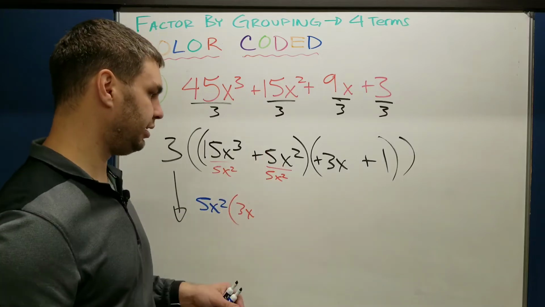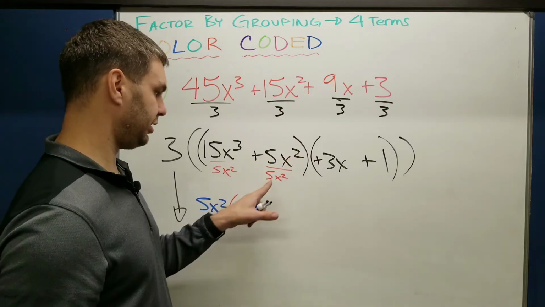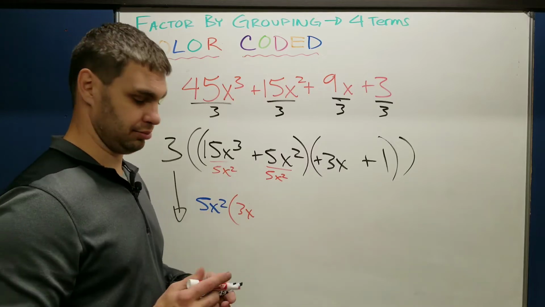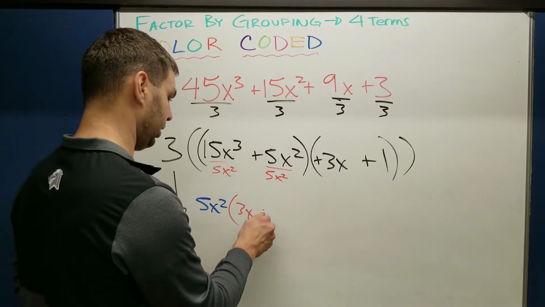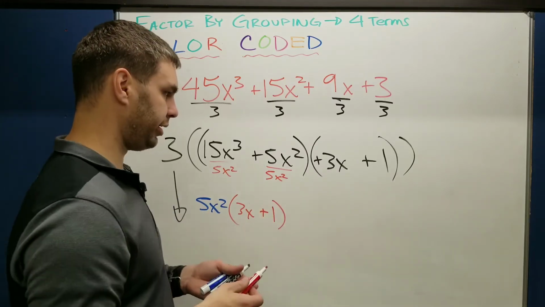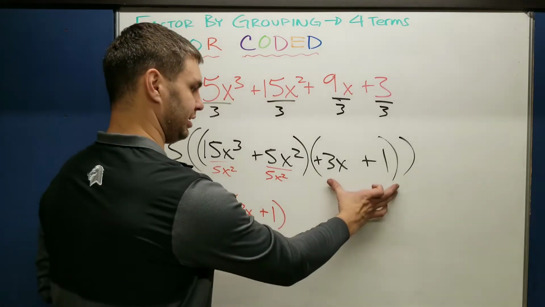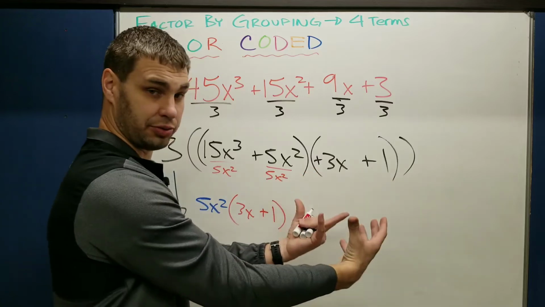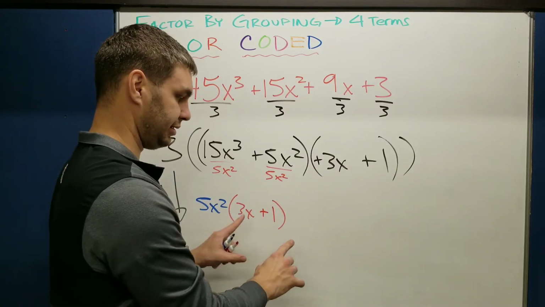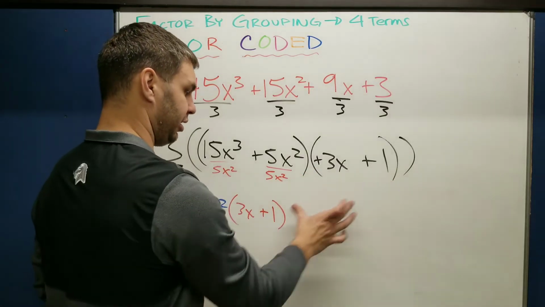In the second one, what's left over? Well, 5x squared divided by 5x squared is just 1. So that's going to be plus 1 here, plus 1 in my red group. Now you'll notice, remember in my last problem I said we want what's left over in the second one to be the same as this second set of parentheses? Well, right now they already are the same.